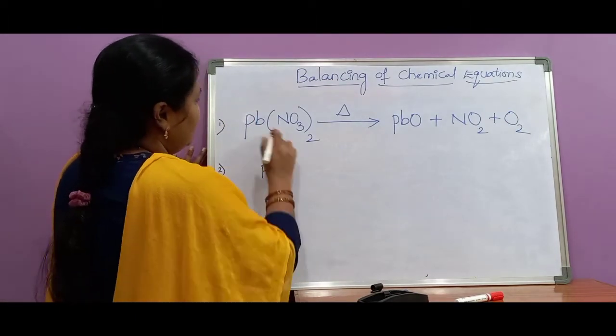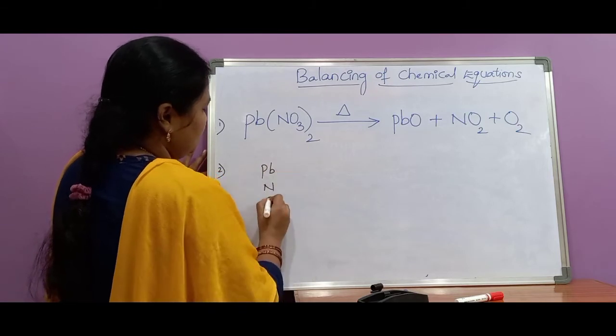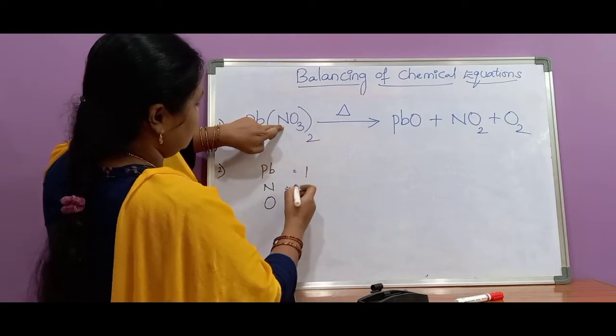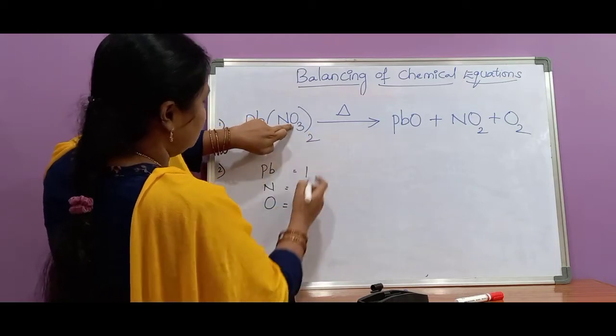On the LHS side we have lead, nitrogen, oxygen. How many lead atoms are there on the LHS side? 1. Nitrogen, NO3 taken twice now, so nitrogen 2. Oxygen, 3 into 2, 6.